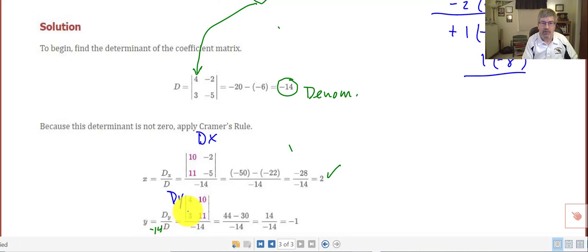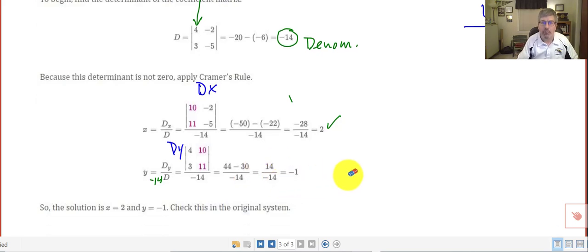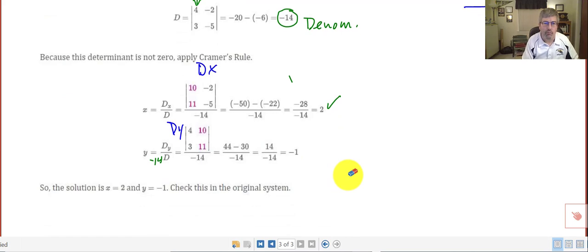D sub y, now we replace our y values with our constants. So our constants move over and our x values stay the same. So we have a new matrix of 4, 10 and 3, 11. We've got to calculate that determinant. 4 times 11 minus 3 times 10. 44 minus 30 is 14. And we get 14 over negative 14, which is negative 1. So x is 2 and y is negative 1.